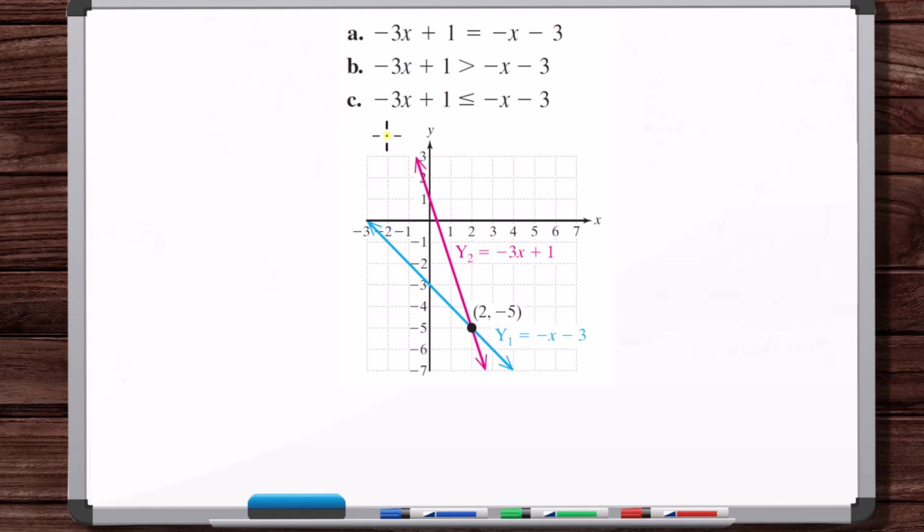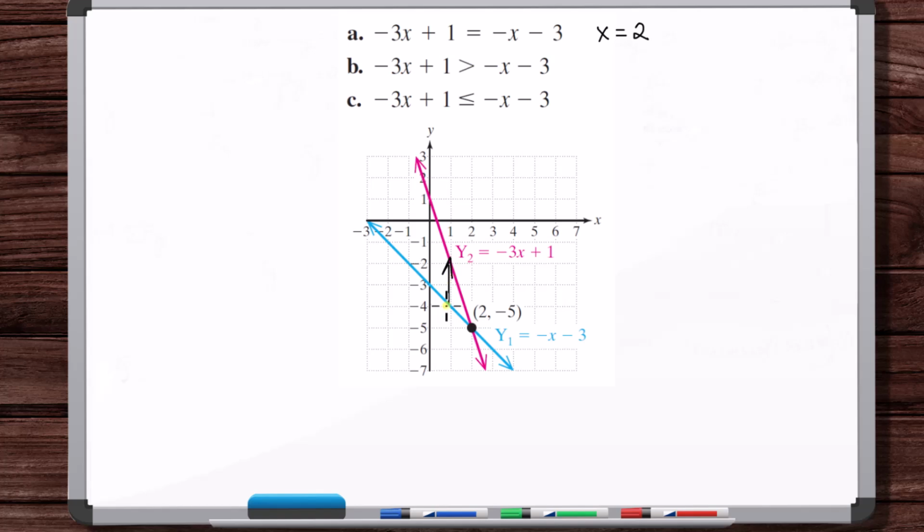Okay, let's look at another example. So we've got minus 3x plus 1 on the left, there's y is equal to minus 3x plus 1, and minus x minus 3 on the right, there's y is equal to minus x minus 3. So the solution to the equation is, we can see x is equal to 2, because if you plugged in x equal to 2 to both sides, they're both going to simplify to minus 5, the same value. Okay, when is minus 3x plus 1 greater than minus x minus 3?